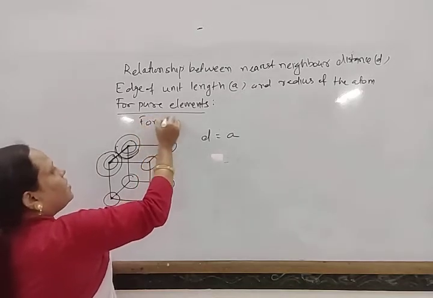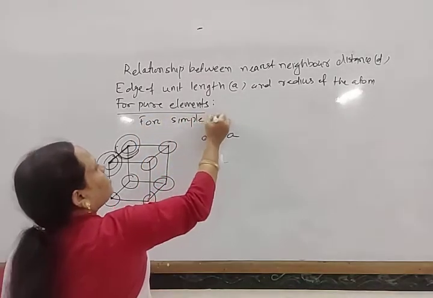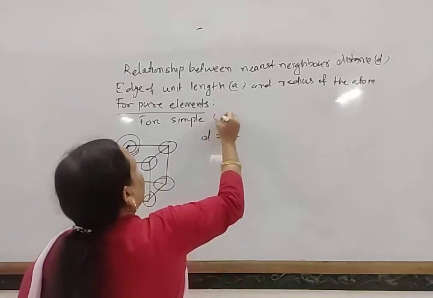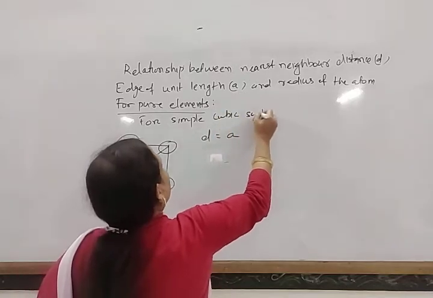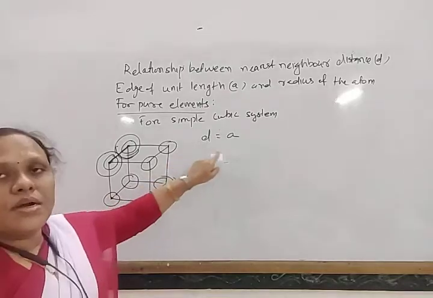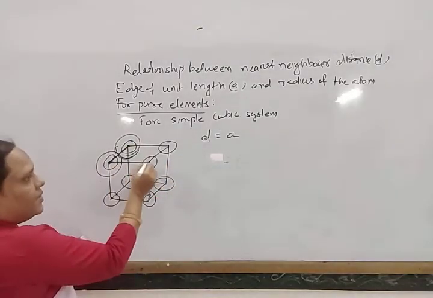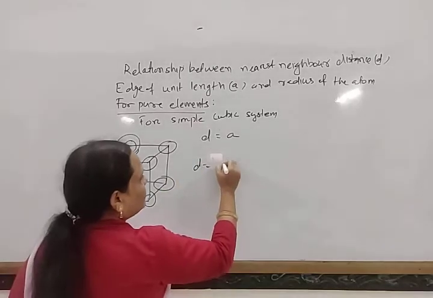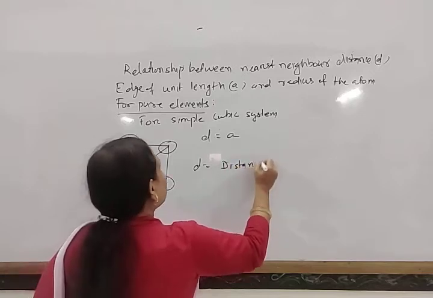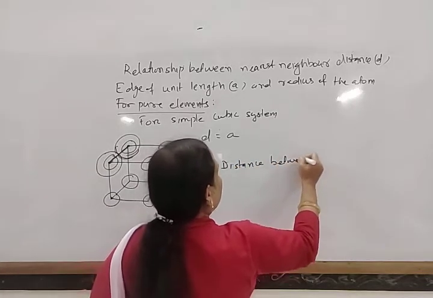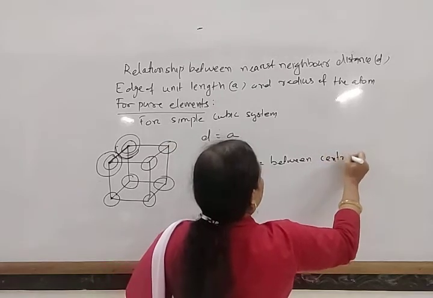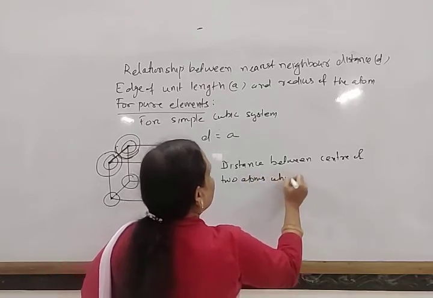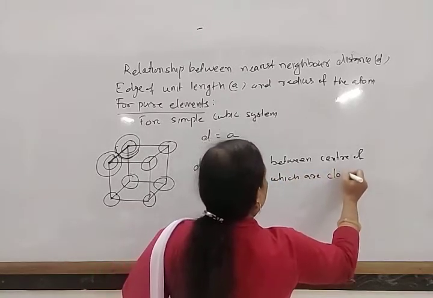So for the simple cubic system, d equals a. Here a is the edge length of the cube, and d is the nearest neighbor distance, that means the distance between the centers of two atoms which are closely packed.